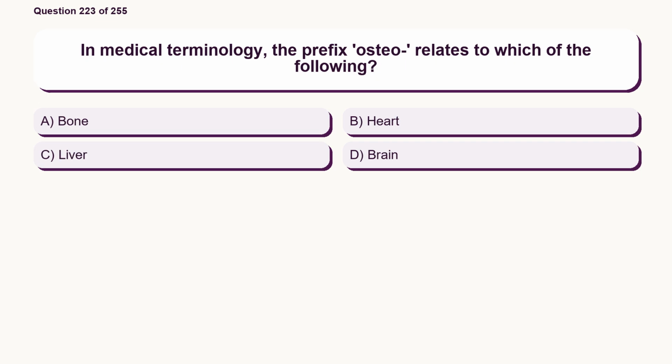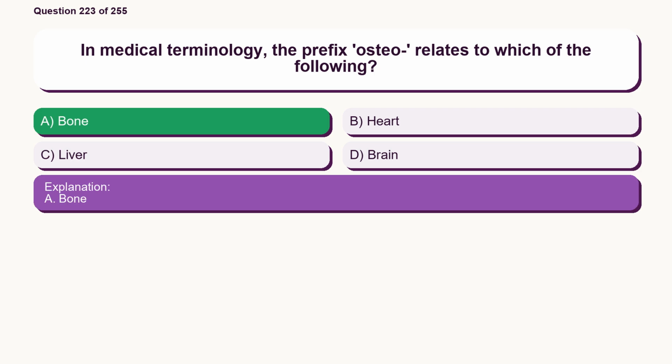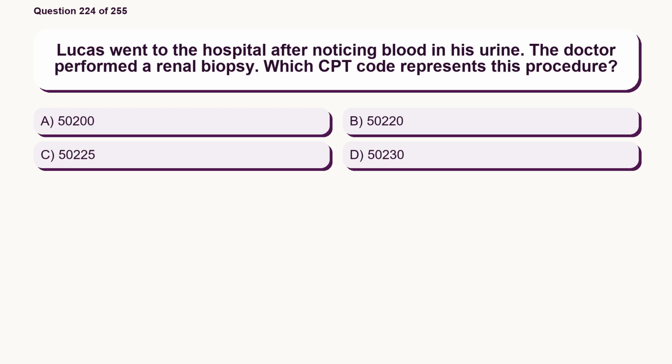In medical terminology, the prefix osteo- relates to which of the following? Option A, bone. Option B, heart. Option C, liver. Option D, brain. The correct answer is option A, bone. Question 224. Lucas went to the hospital after noticing blood in his urine.